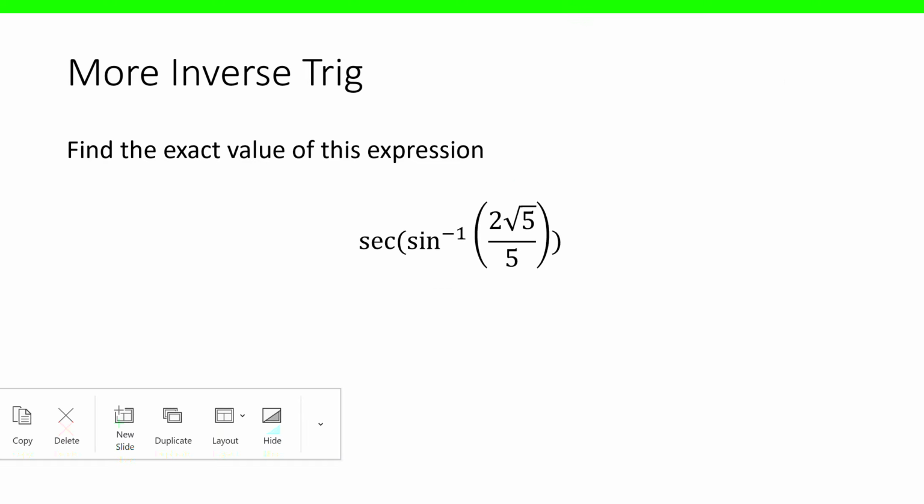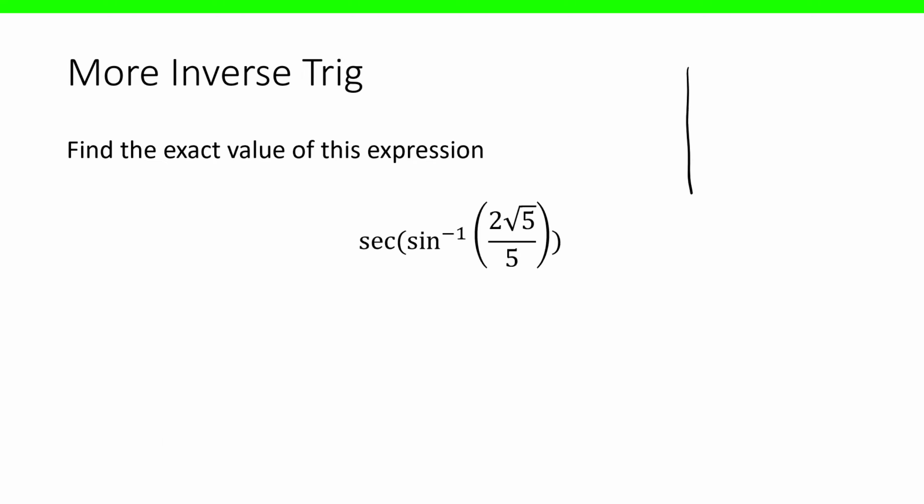Here's another one. Now this is not a standard unit circle-y thing, so we need a DTFT, hashtag DTFT. So we're talking about a triangle here. It's positive, so it's got to be in quadrant 1. The opposite side is 2 root 5, and the hypotenuse is 5.